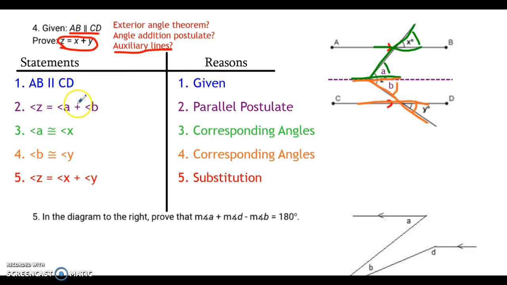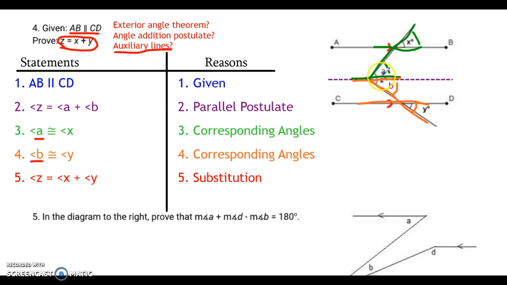We know that Z is equal to A plus B. We identified A and B by drawing an auxiliary line here at that point of angle Z. We knew that A and X were then congruent based on corresponding angles. They were both on the top right. We knew that B and Y were corresponding angles because they're on the bottom right. And then we were able to simply take A and B and substitute them out for X and Y.